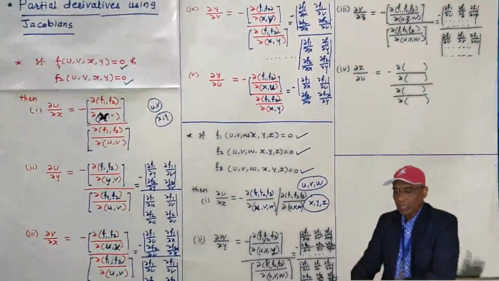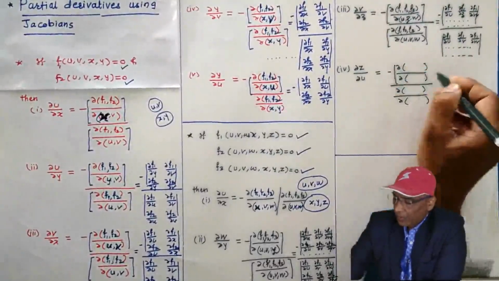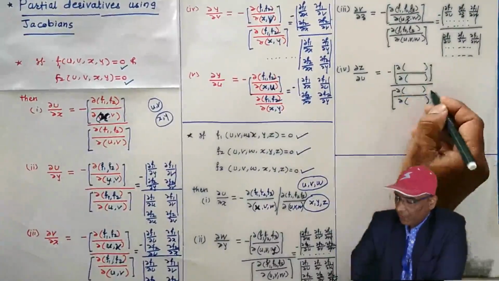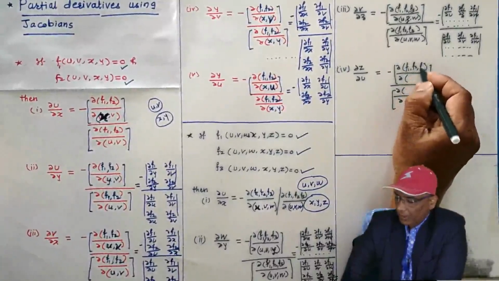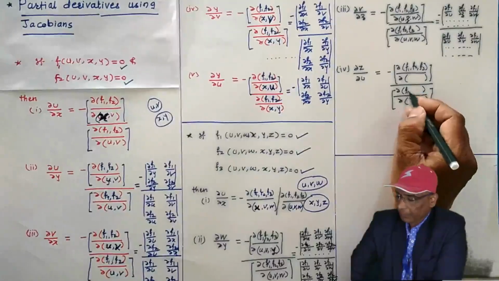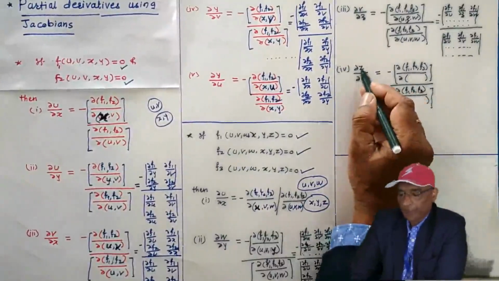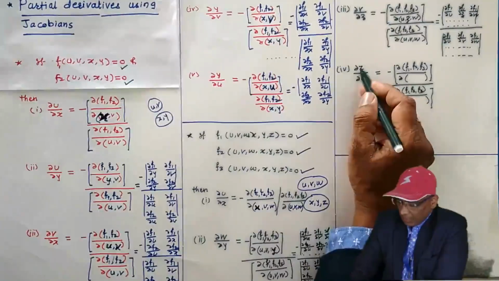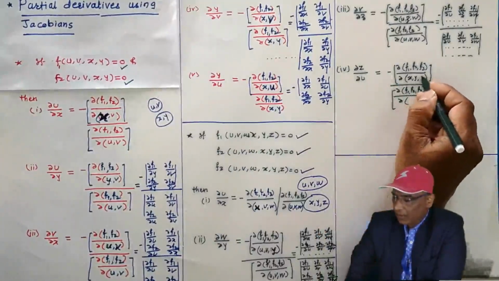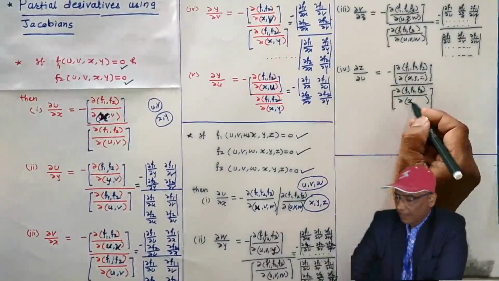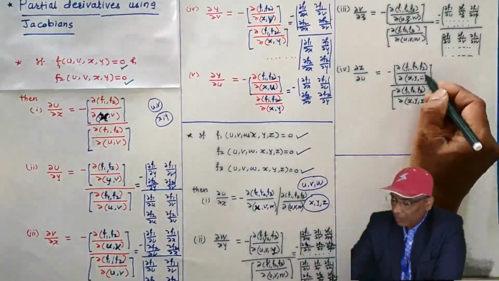Now del z by del u I want. Del z by del u, how do you find? This is the numerator Jacobian, denominator Jacobian, f1, f2, f3. Here f1, f2, f3. And in the numerator z is present. Z comes under the group of x, y, z. Here I am writing x, y and z. Now I am going to correct the formula. Replace z by u in the numerator Jacobian.